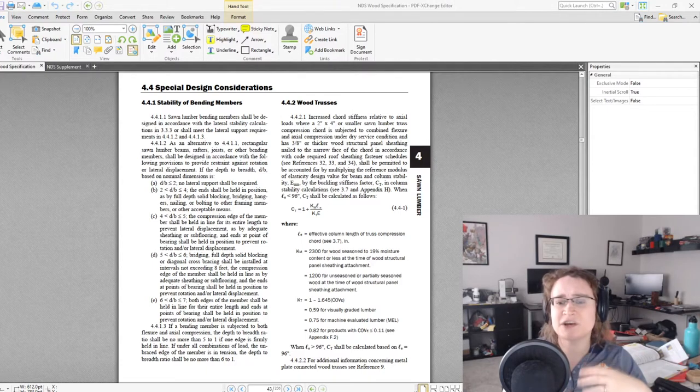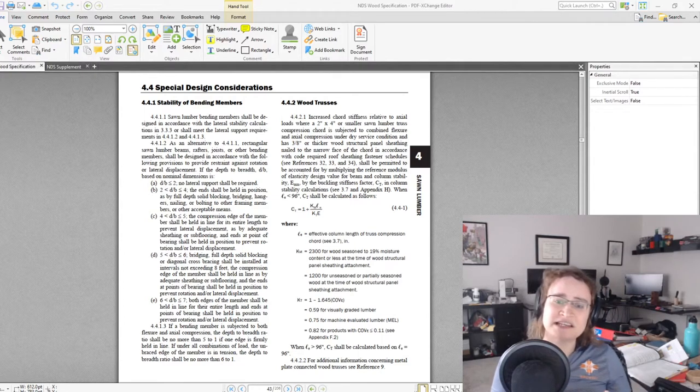The first thing to note about this section is that these rules are only applicable to sawn lumber. In other words, you can't apply these to roof trusses, I-joists, glulam beams, CLT, MPP, or really anything other than just plain old ordinary solid sawn lumber. So if you're making a beam out of a 2x6, you'll be able to use these if you wish, but if you're using something like an I-joist, you won't be able to use these.